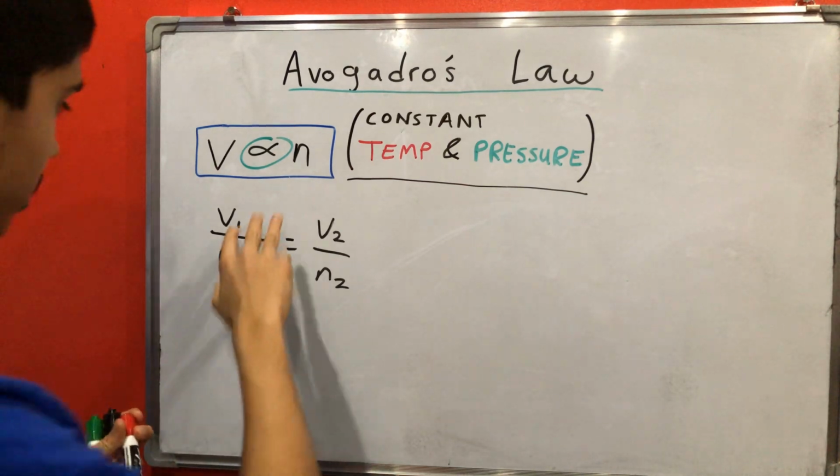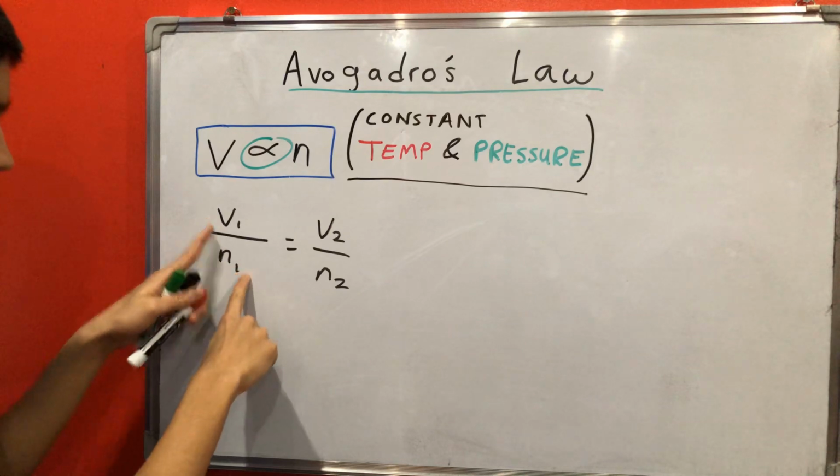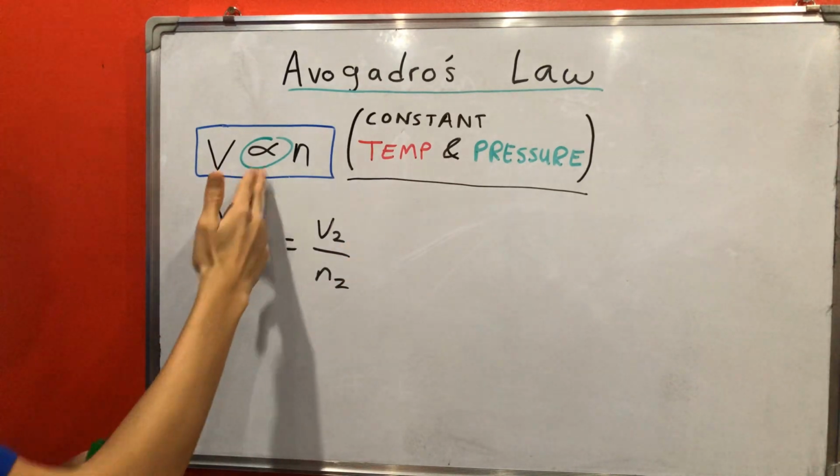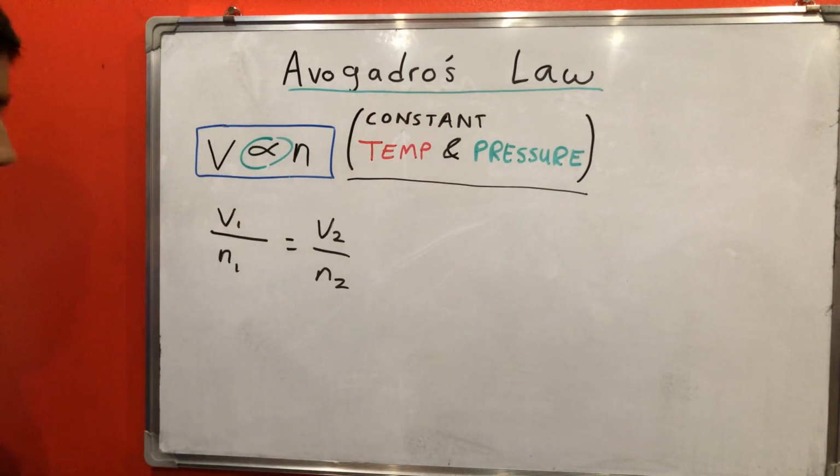So let's get back to this. So proportional means that when you divide V over N, it's equal to V over N, right? So this is just basically another way that we can write proportional, and it'll help us solve problems, basically.